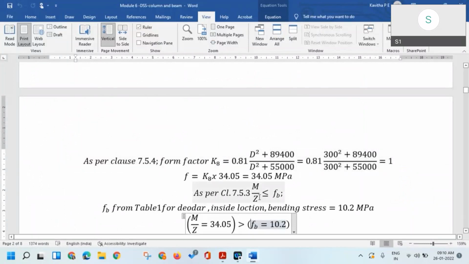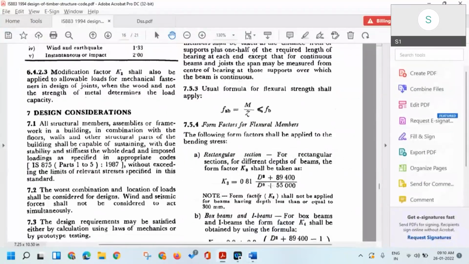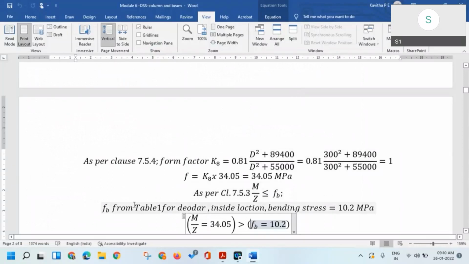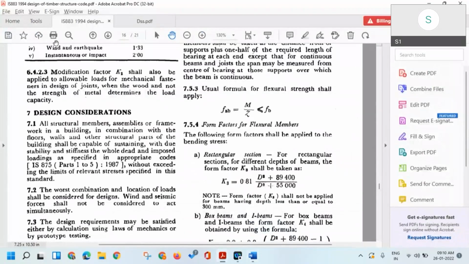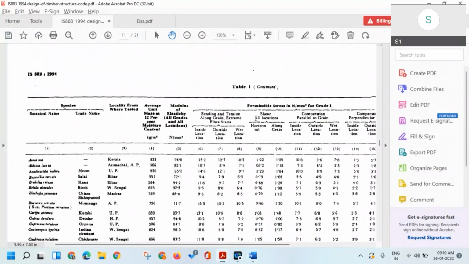The calculated M by Z value must be less than FB, that is the allowable bending stress as per table 1. It is given in clause 7.5.3. FB is the bending strength for the particular deodar wood, available in table 1 in which the properties of deodar wood are listed. Going back to see the maximum permissible bending stress value, as we have seen earlier, the bending stress value is 10.2.